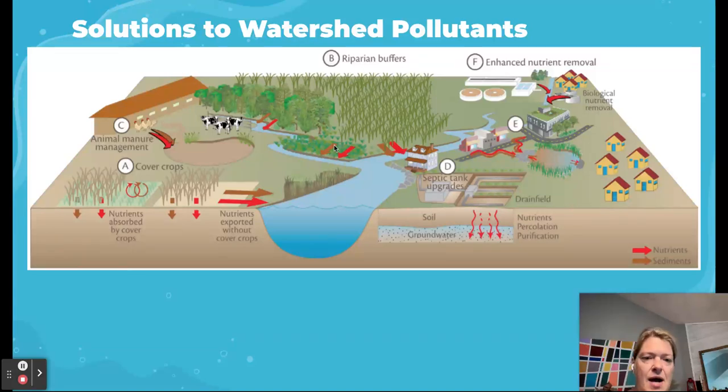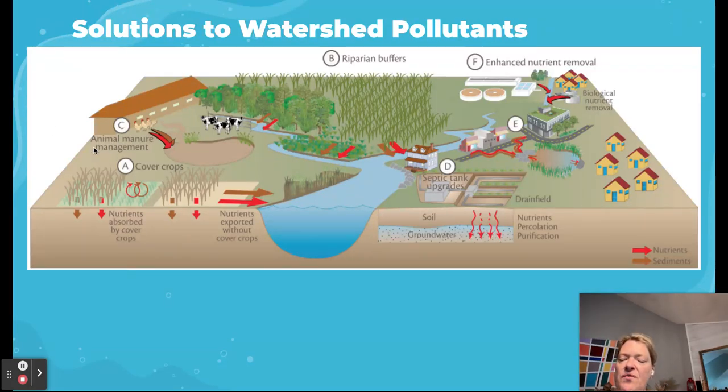So here are some solutions. What can we do to stop the issues with human flourishment? Because urbanization and deforestation are things that we need to do, but we need to do them in a more sustainable way. So to be more sustainable, here are some solutions that we could add to these watersheds to protect them better.